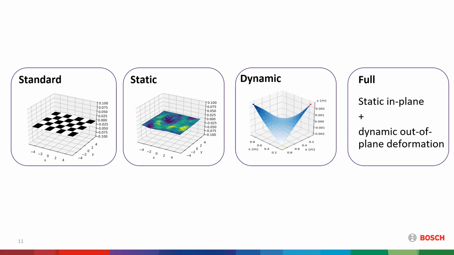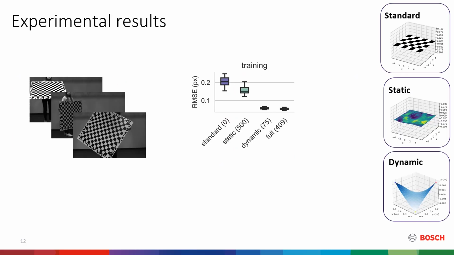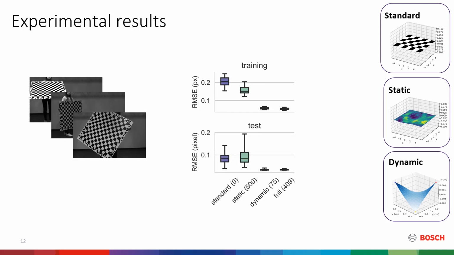We compared the standard calibration approach, the previously published static deformation, the proposed dynamic deformation, and a combination of static and dynamic deformation, which we here call full. We observed that residual calibration errors dropped significantly when modeling dynamic deformations. To ensure that this is not merely an effect of a high number of parameters, we additionally evaluated the calibration result on a separate test dataset. And also here we observe a significant improvement.